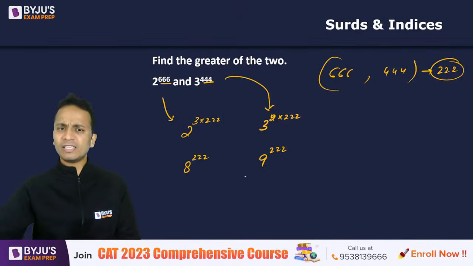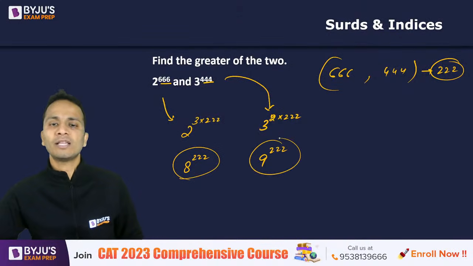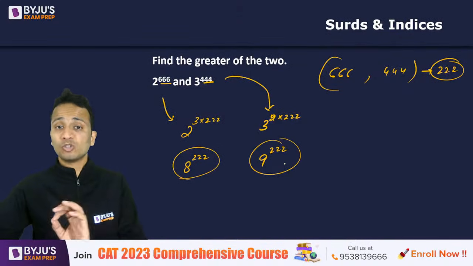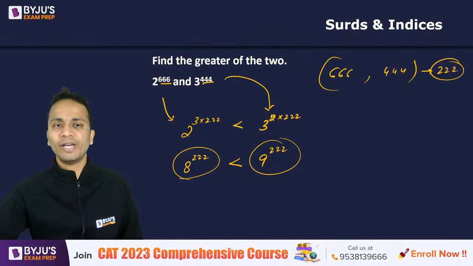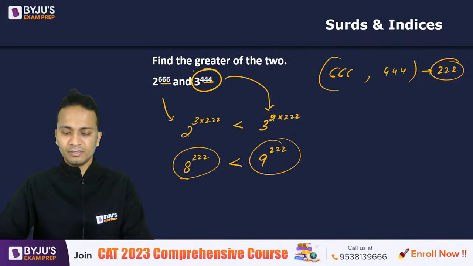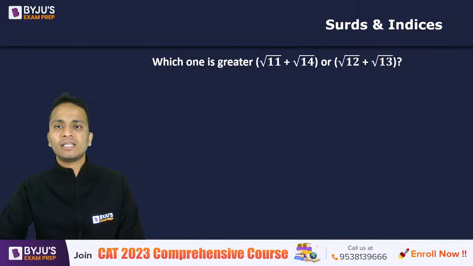So we have done this type of question already. So one number is 8 raised to the power 222, another is 9 raised to the power 222. So which one of these two is larger? Definitely 9 raised to the power 222. That means the second number. Okay. All right. Let's move further and look at the next one.